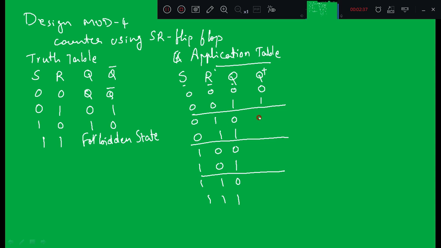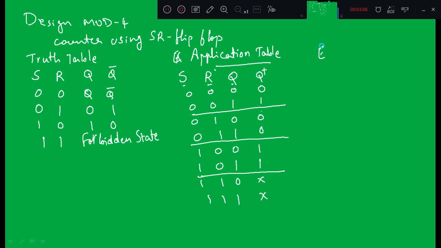Next, when R is equal to 1 and S is 0, irrespective of the previous state, the next state will be equal to 0 0. If S is equal to 1 and R is 0, irrespective of the previous state, next state will be equal to 1 1, right? And for the last one, when S and R both are high, we are going to write the next state values as don't cares, because we are not going to consider that state, right?